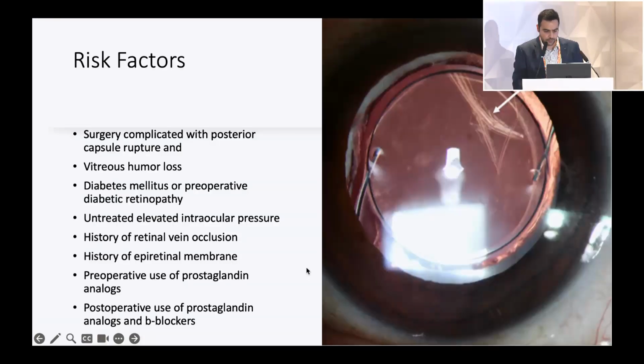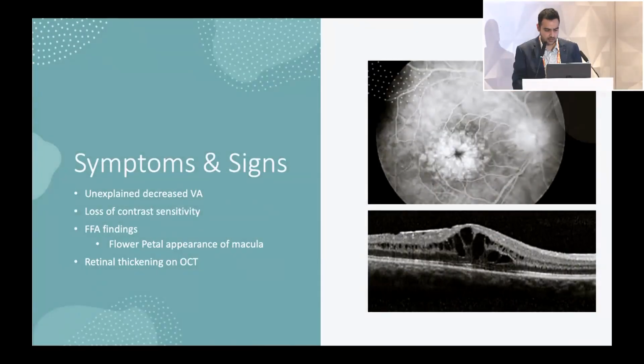So the risk factors, as we all know, are when a surgery is complicated with a posterior capsular rupture, or there is vitreous humor loss, in cases where there is diabetes or a preoperative diabetic retinopathy is present, if there is untreated elevated intraocular pressure, history of retinal vein occlusion, and a history of epiretinal membrane, and a preoperative or a postoperative use of prostaglandin analogs.